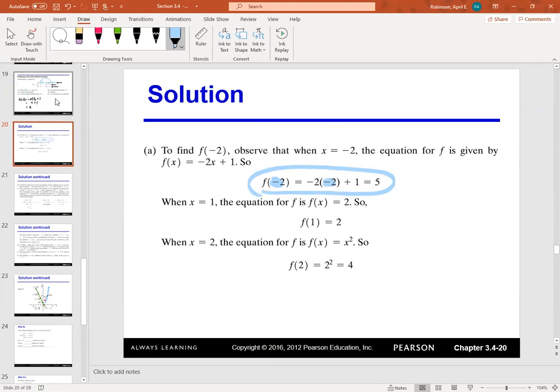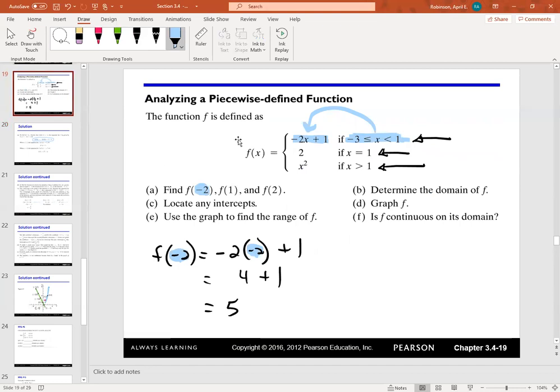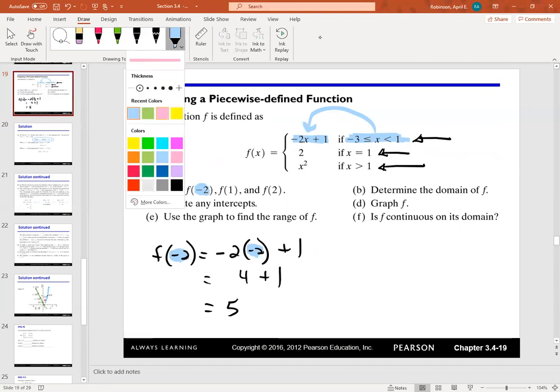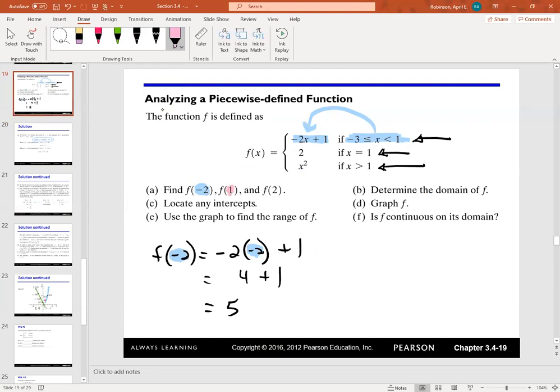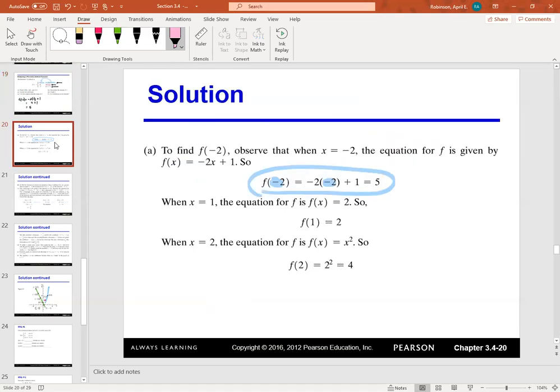Now, when you go to do the next one, they said calculate F of 1. So remember, that's your X coordinate. This is the only one that has 1 in it. It says X equals 1. So the answer is flat out 2. It's just 2. And if I look at the next slide, there it is. F of 1 equals 2.